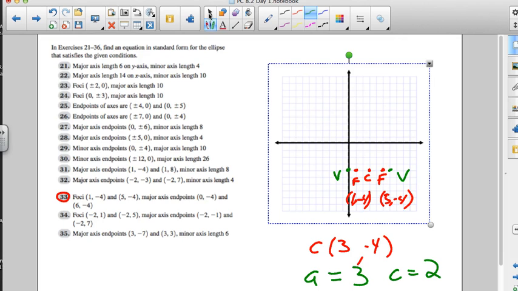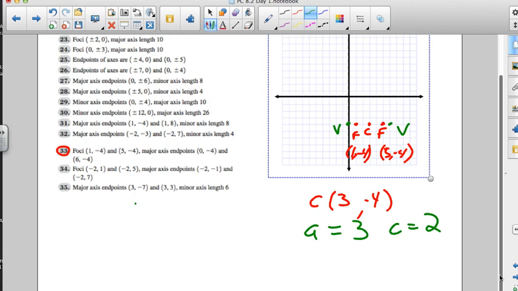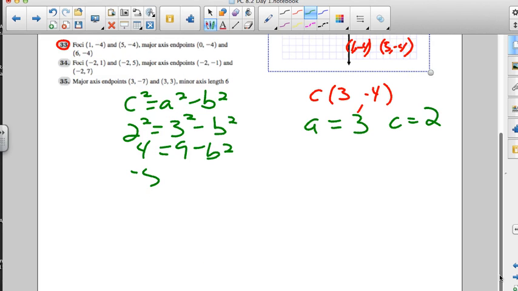Now, go back to the information. Foci (1, -4) and (5, -4), major axis endpoints at (0, -4) and (6, -4), and you realize we are going to have to find b using the information that we have about a and c. So c squared equals a squared minus b squared when you're talking about an ellipse. So 2 squared will equal 3 squared minus b squared. Well, that's 4, and this is 9. And if we subtract that, we're going to get -5 equals -b squared. Well, that means 5 is b squared, and that makes b equal to the square root of 5.